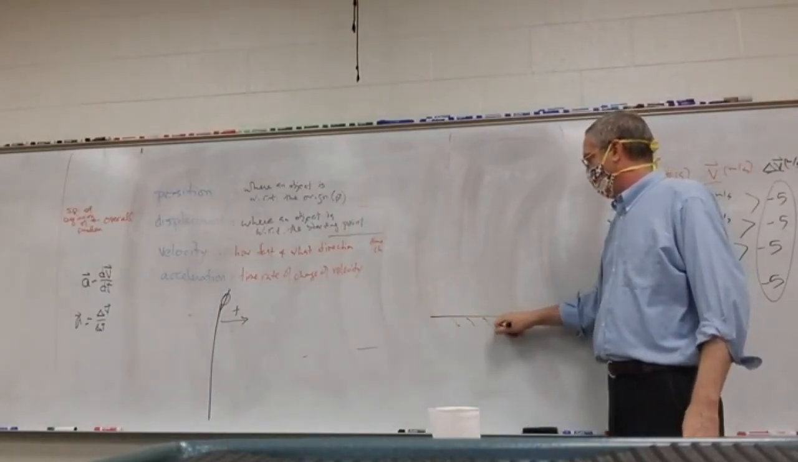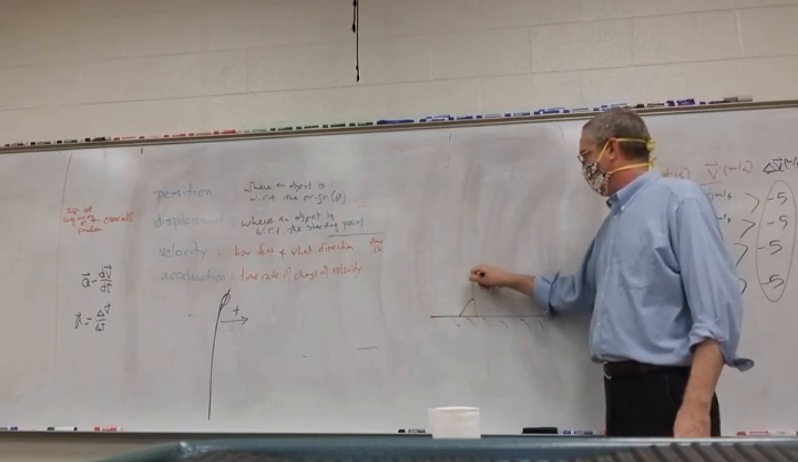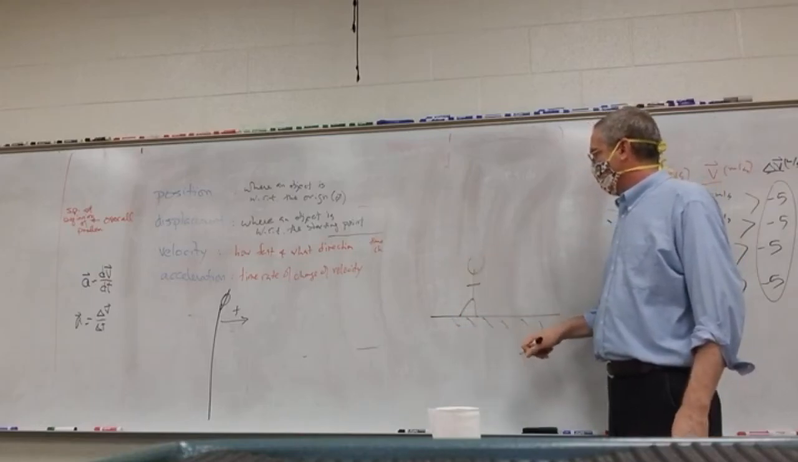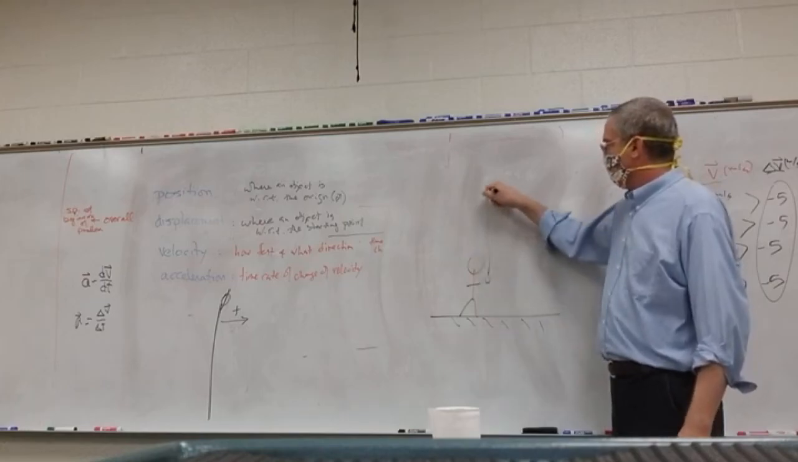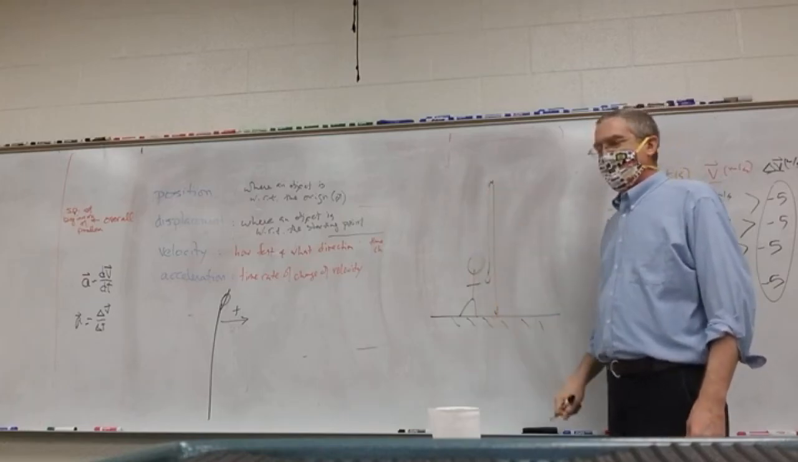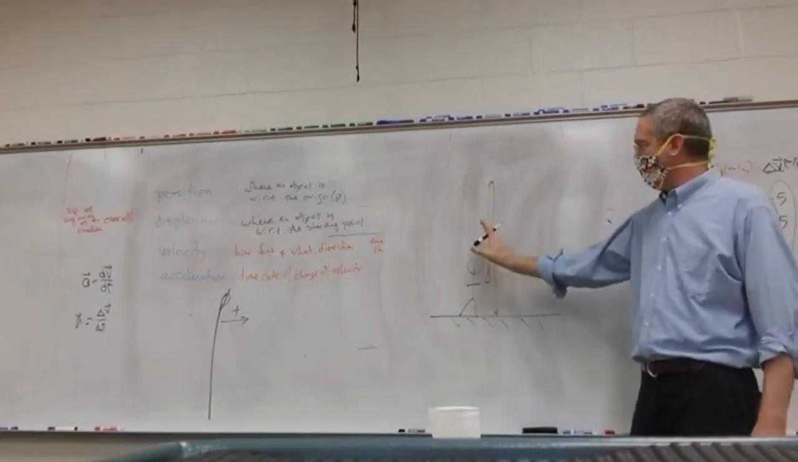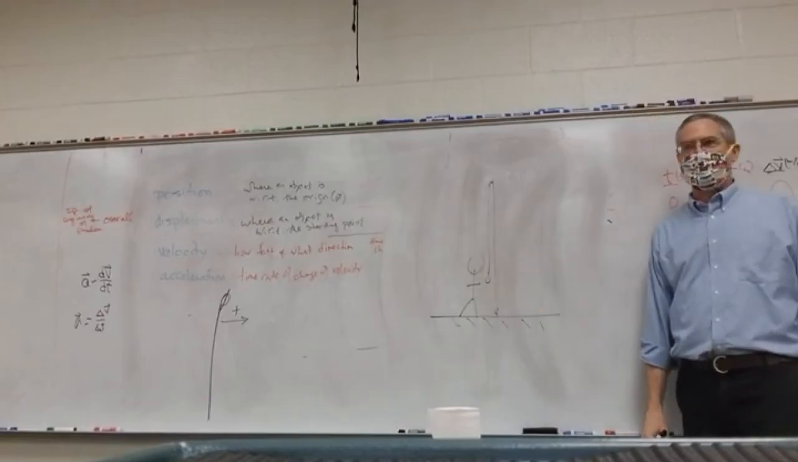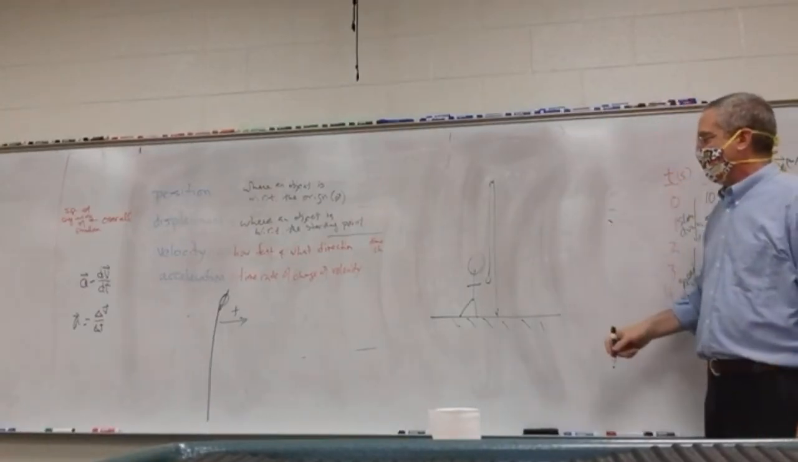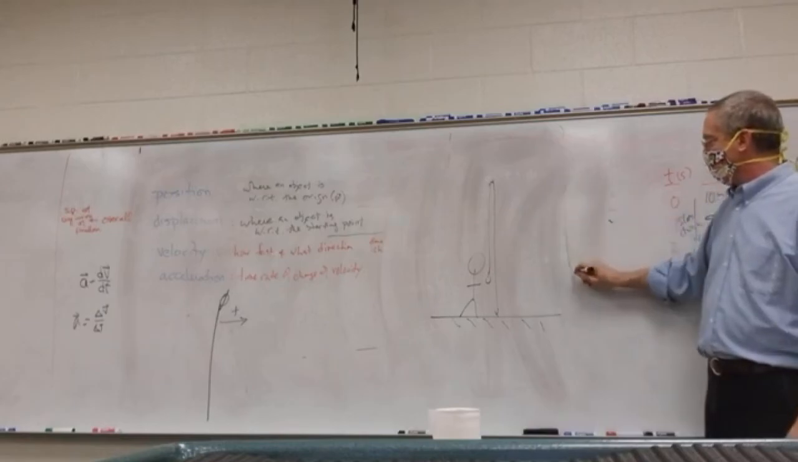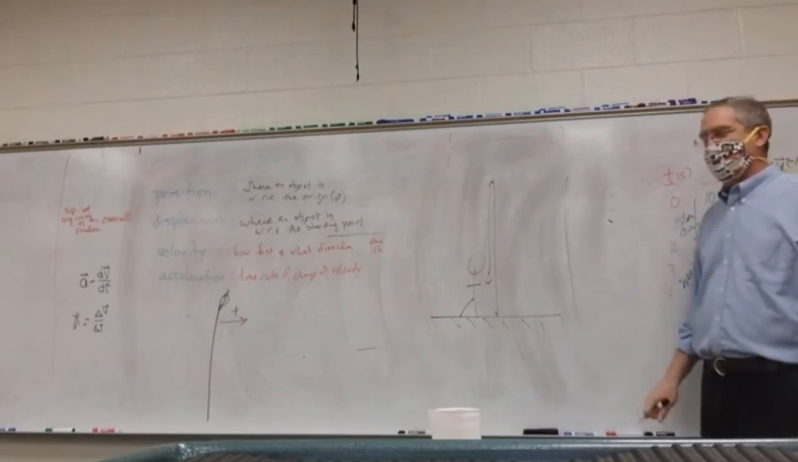Ground. You throw a ball into the air. It goes up and then it comes back down. It's supposed to be a one-dimensional problem. I drew a little split there just so that you can see that there's motion there. In reality, it's just basically doing that. It goes up and then back along the same line.